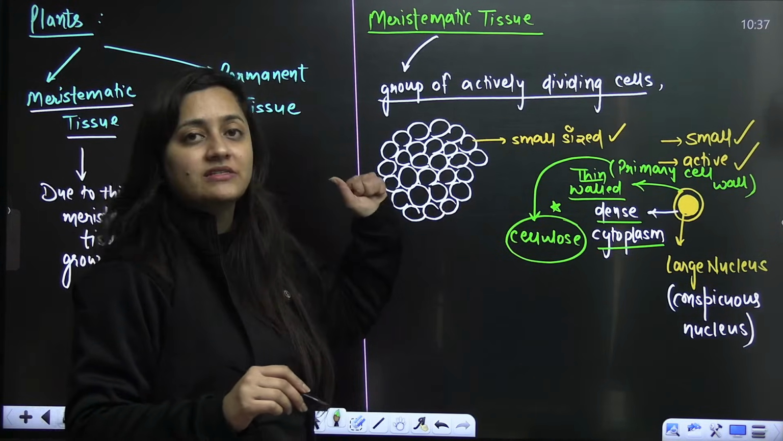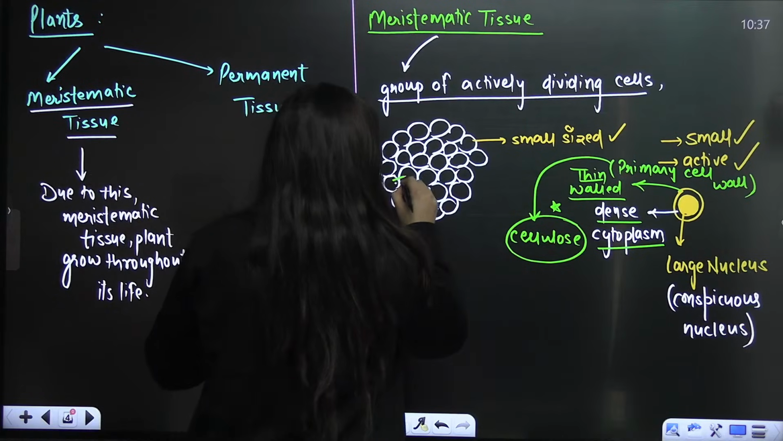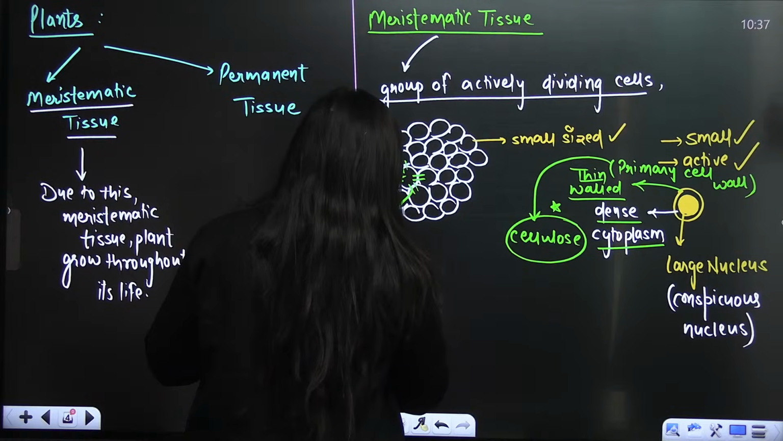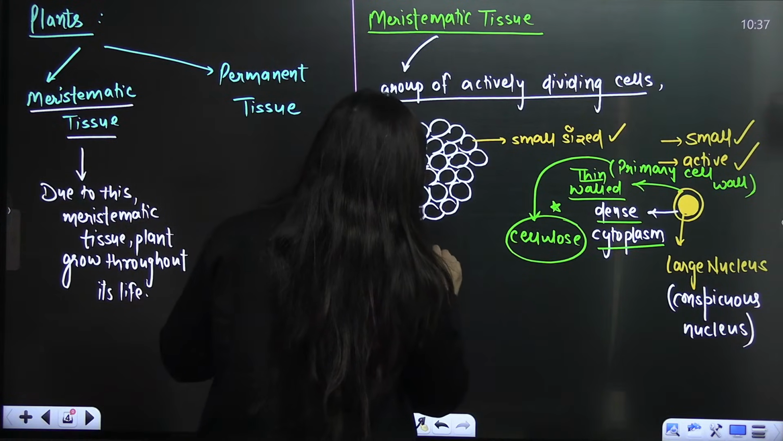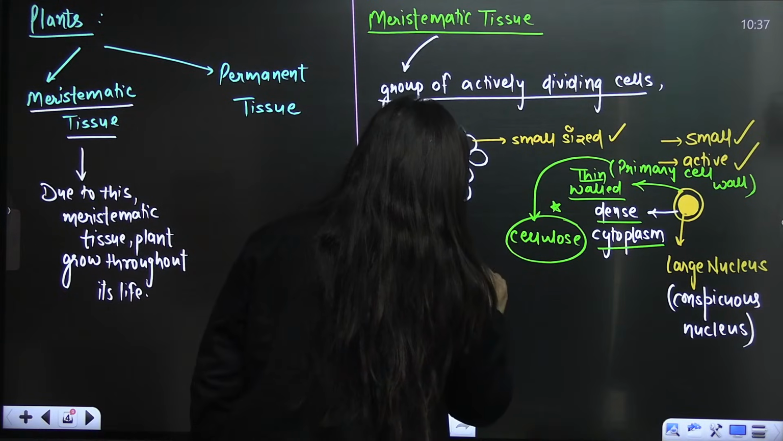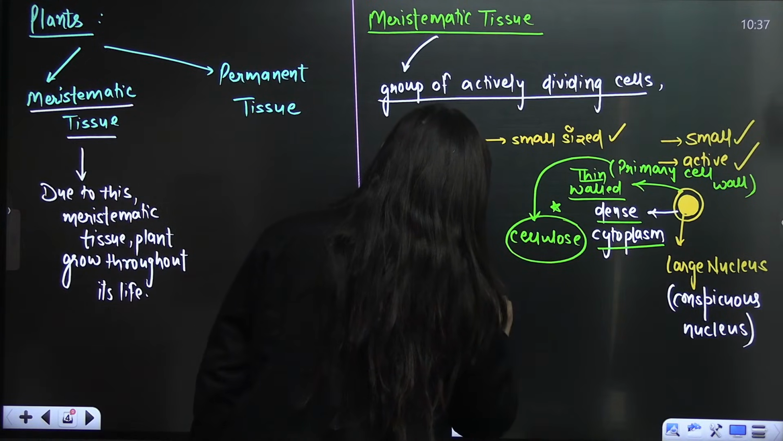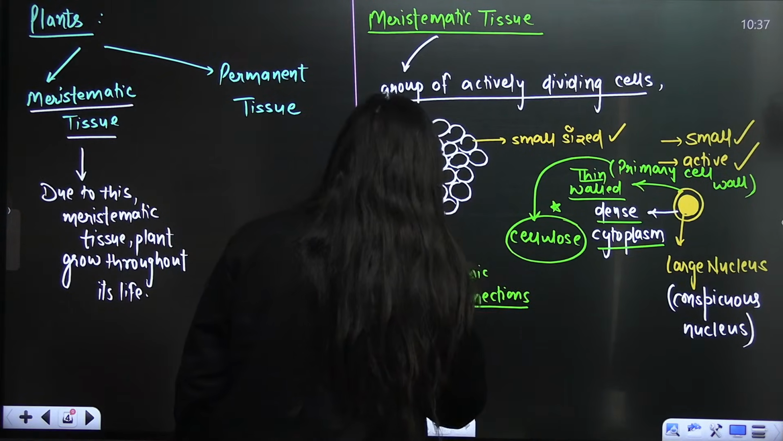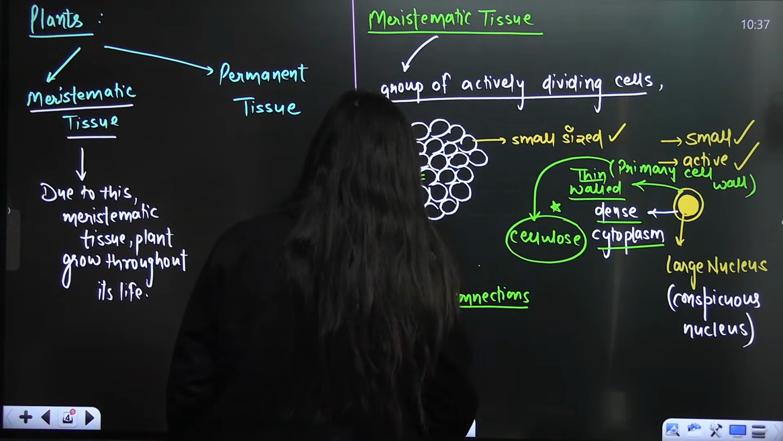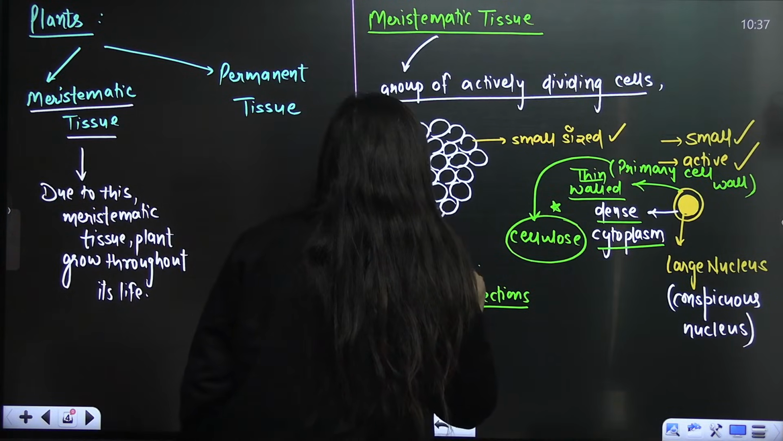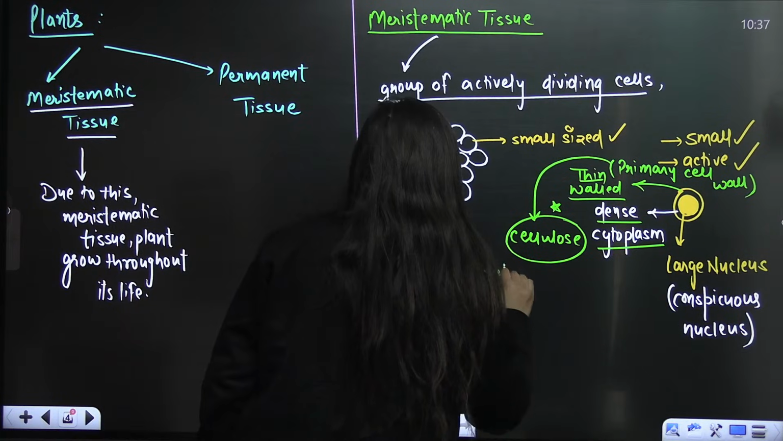Dense cytoplasm it is having, large nucleus it is having, and here you will see that there will be abundant cytoplasmic connections. Abundant cytoplasmic connections will be there, and we know that these cytoplasmic connections are basically the plasmodesmata, right? It is plasmodesmata.